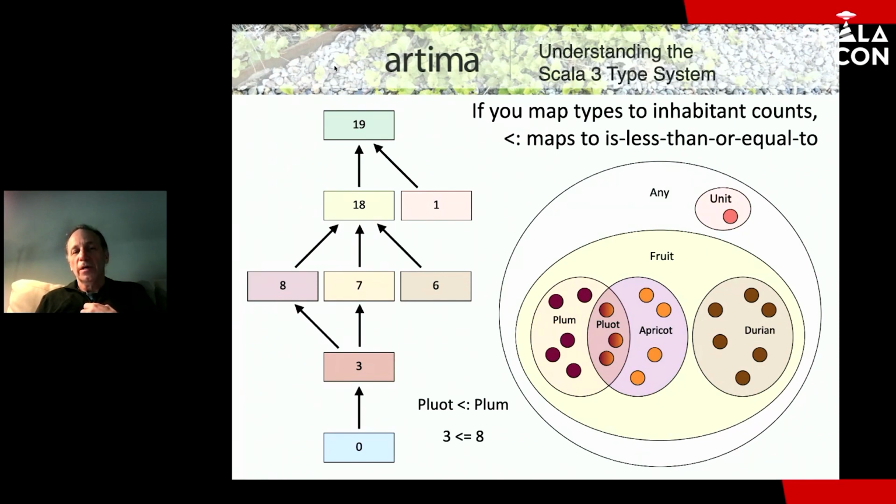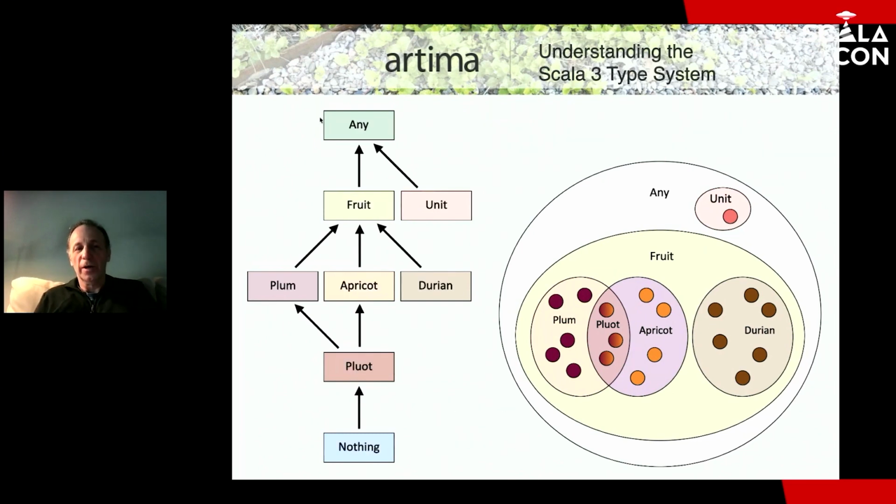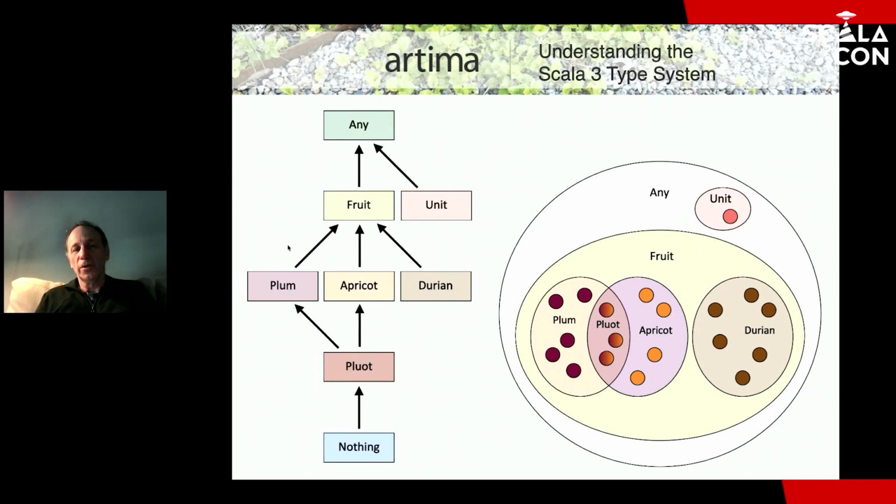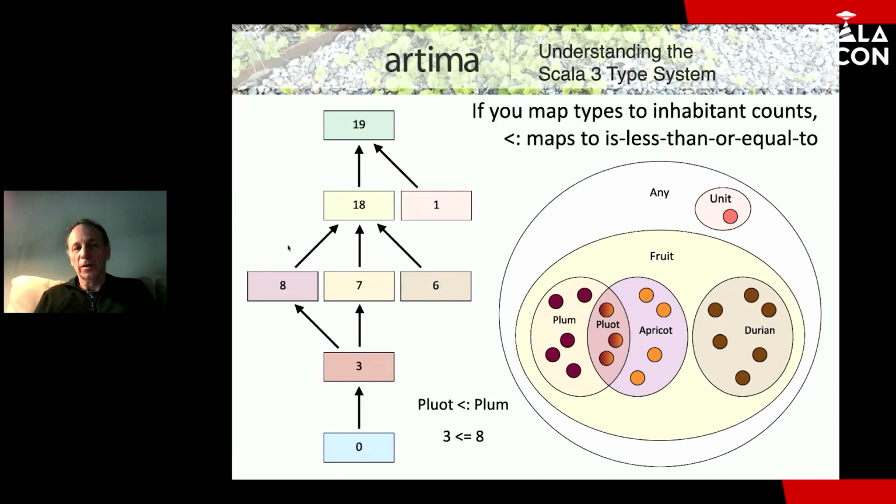So because nothing is a subtype of pluot, this one right here at the very bottom, that means that the number of inhabitants of nothing will be less than or equal to the number of inhabitants of pluot, which means 0 is less than 3. Or over here, pluot is a subtype of plum, that means that the number of inhabitants of pluot will be less than or equal to the number of inhabitants of plum. So that is 3 is less than or equal to 8.